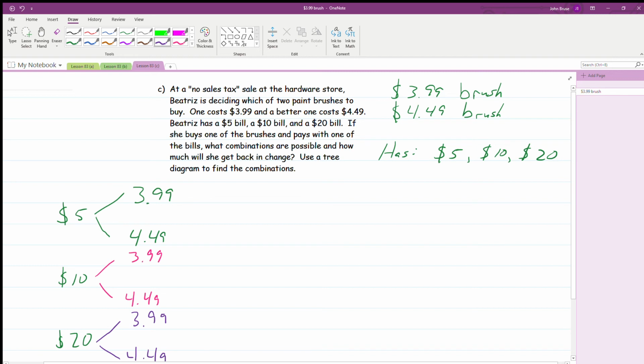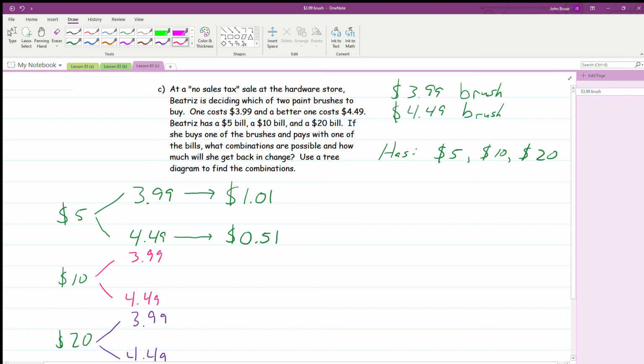So for $3.99, let's go back to green. For $3.99, we'll just do this. So that's almost $4. So $4 to $5 is $1, and then there's one more penny. So her change would be $1.01. For the $4.49, that's 50 cents plus 1 penny, so that would be $0.51 change.